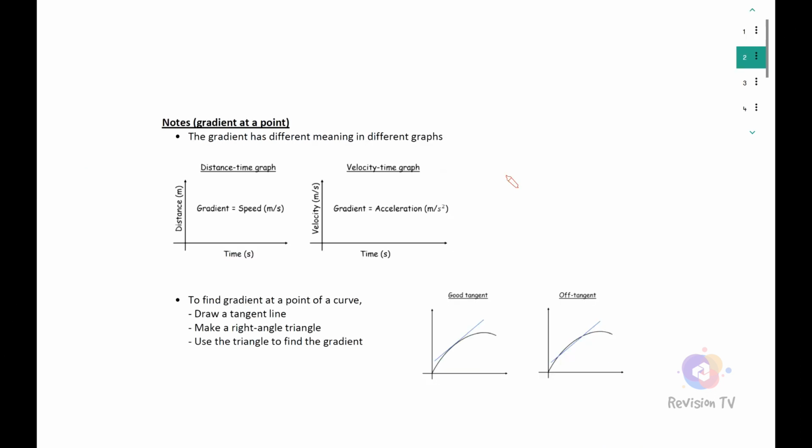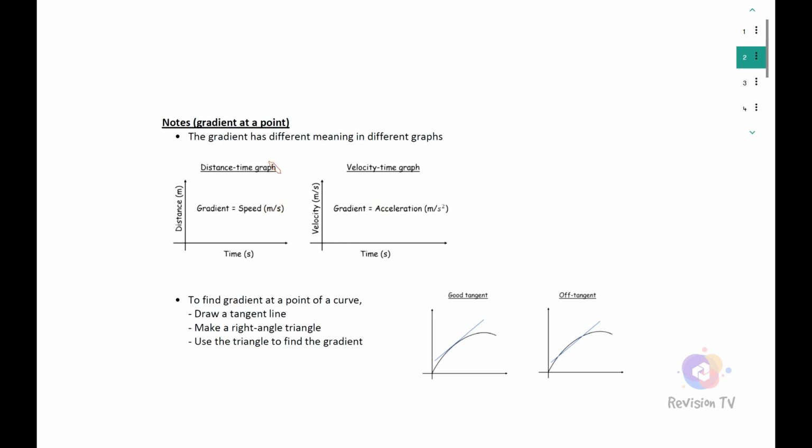The first part we're going to look into is to find the gradient at a point on a curve. Now, first of all, you have to understand the gradient on different graphs has different meaning. So for a distance-time graph, when you do m, the difference in y, distance divided by time, you get the speed. But in a velocity-time graph, the gradient actually means the acceleration. So it's velocity divided by time. So it's measuring how fast we're speeding up per second. Okay, so gradient and speed, don't get them mixed up.